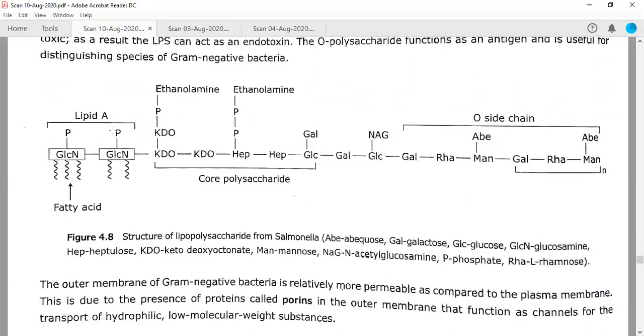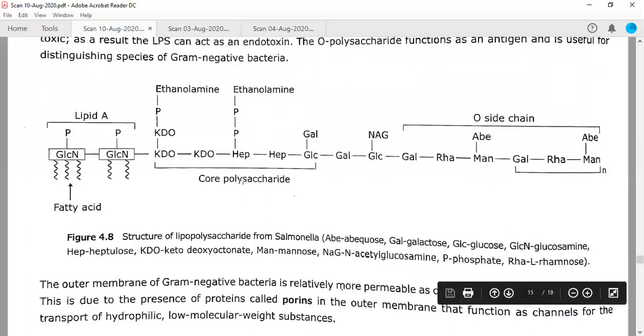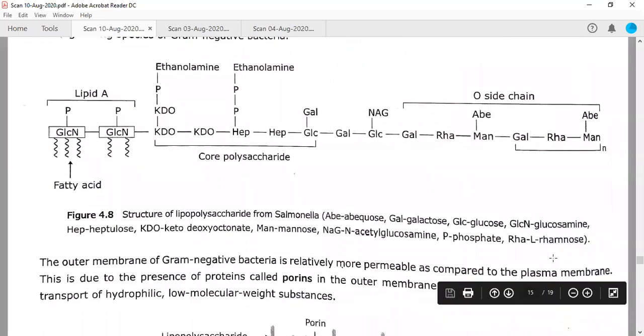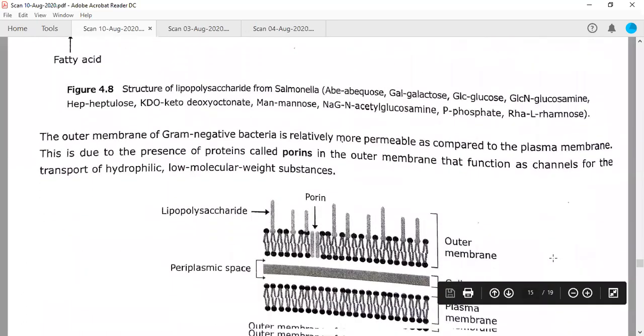P for phosphate or pyrophosphate. And RHA, it is written here. RHA is actually rhamnose, L-rhamnose. So, in bacteria, L sugars or D amino acids can be found. So this core polysaccharide is made up of these subunits. It is written here, everything is written, and their abbreviations are also given in the text.